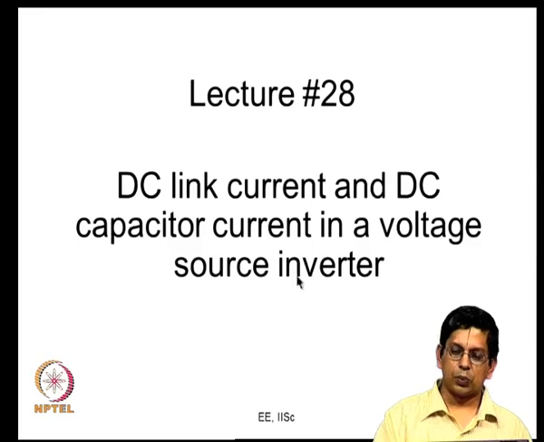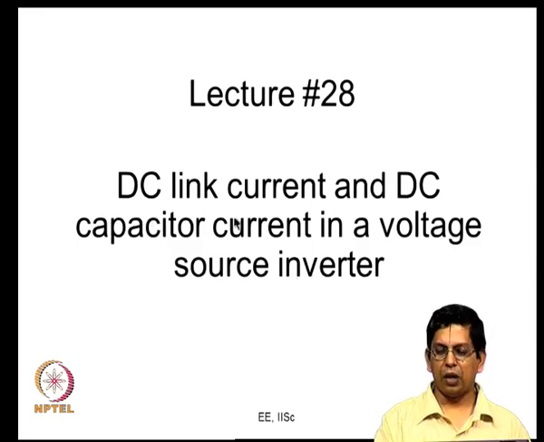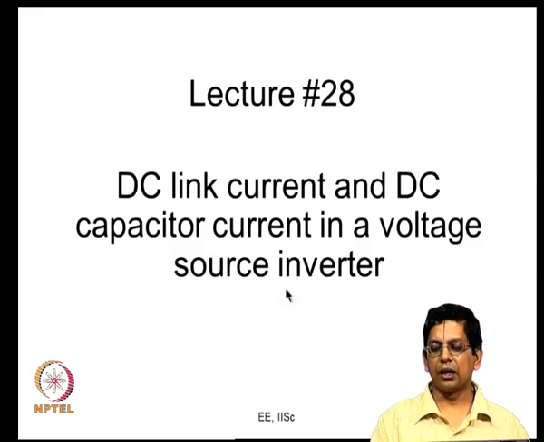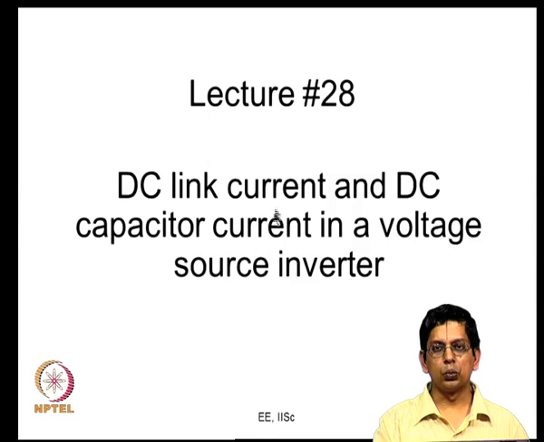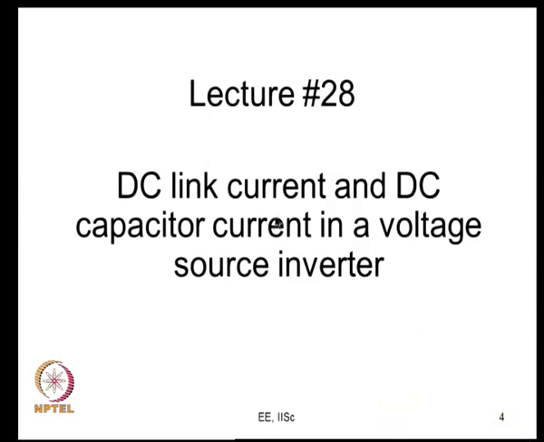Which is the 28th in the series, and we call it DC link current and DC capacitor current in a voltage source inverter. So, we know voltage source inverter, and today we want to improve our understanding of these two, which are actually closely related to each other. So, let us just get into this now.